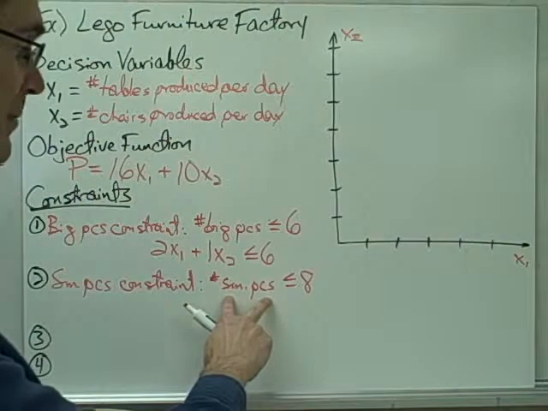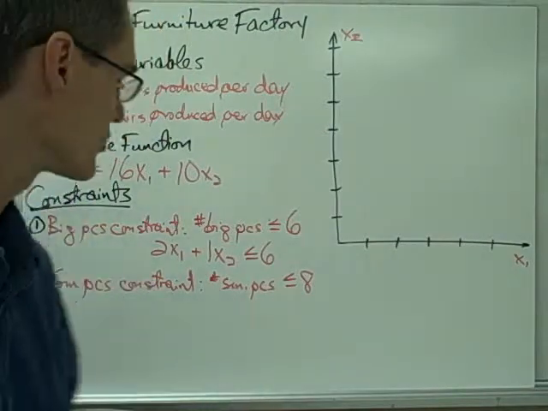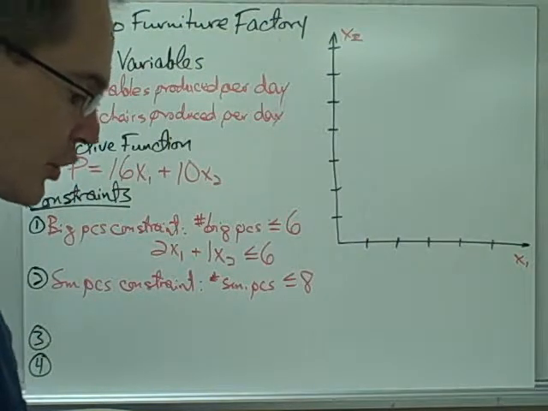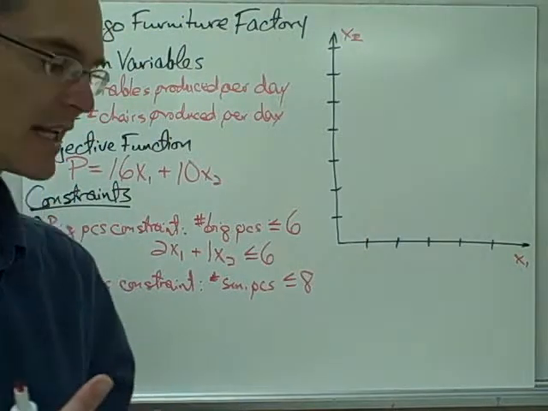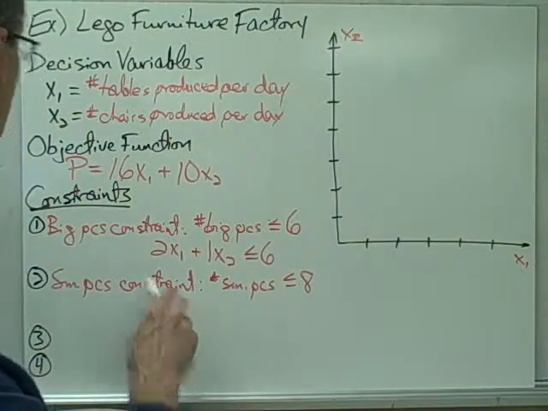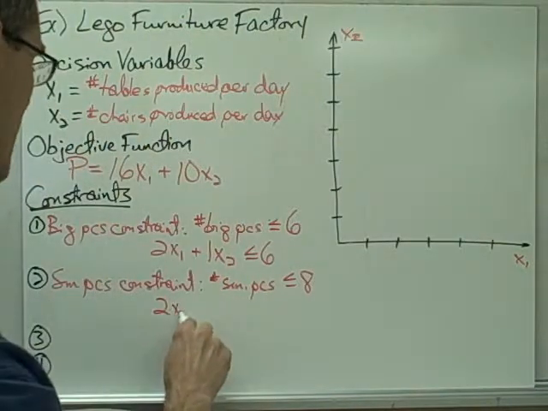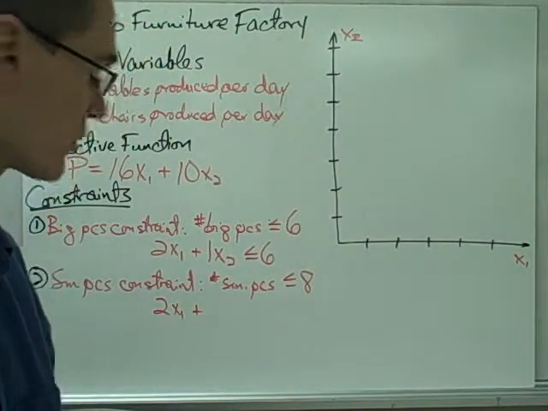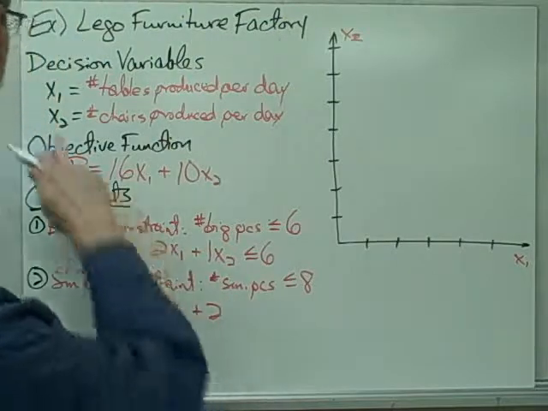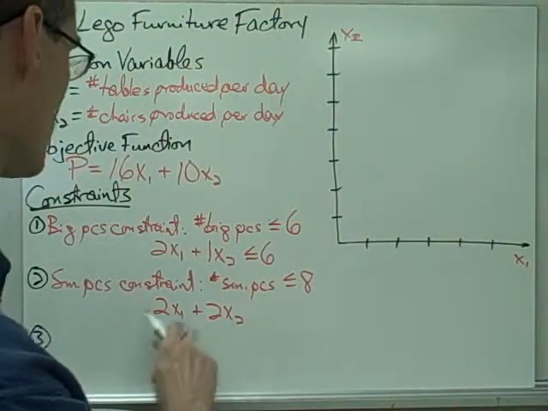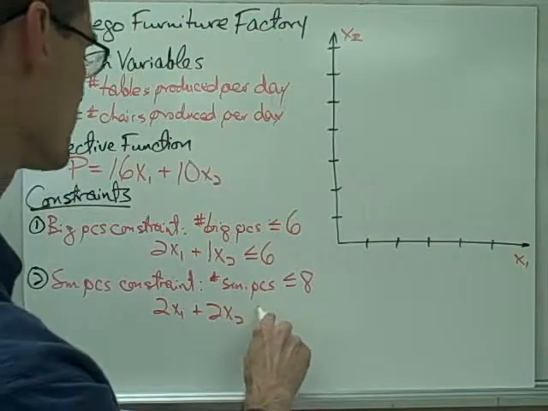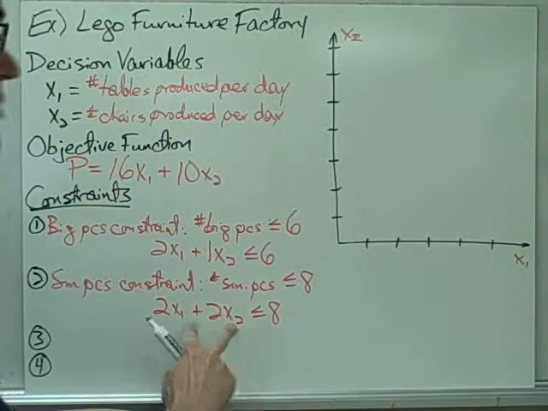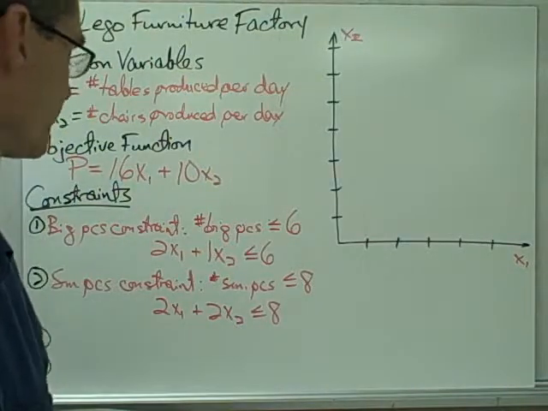Well, how many small pieces am I going to use? That depends on how many tables and chairs I'm going to make. So let's see. A table is made of 2 small pieces, so I use 2 small pieces in each table I make. So 2 times the number of tables I make, plus, a chair is also made of 2 small pieces, so 2 times the number of chairs I make. This is the total number of small pieces I'm going to use, so that has to be less than or equal to 8. So here's my small pieces constraint expressed as an inequality.